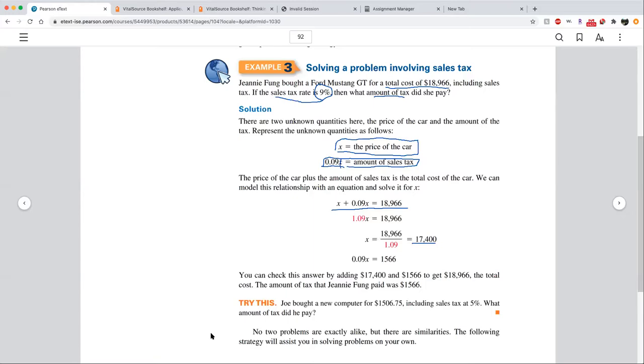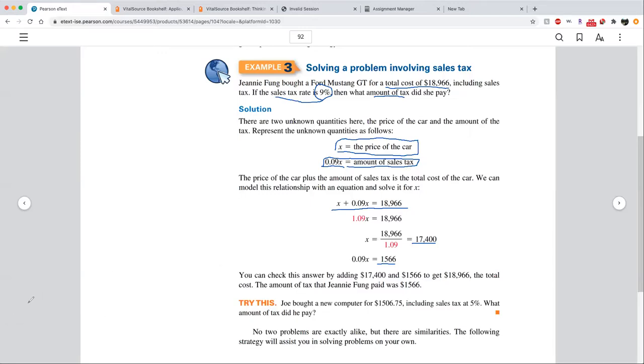So we multiply 17,400 by 0.09. So we got 1,566. So 1,566 dollars is the sales tax that she paid, out of 18,966. So you got it. Keep in mind this sales tax problem, it's probably on the test.